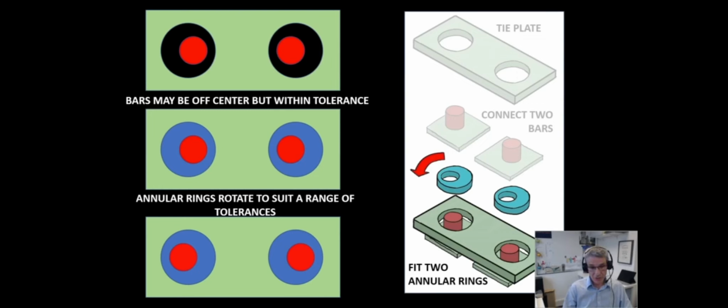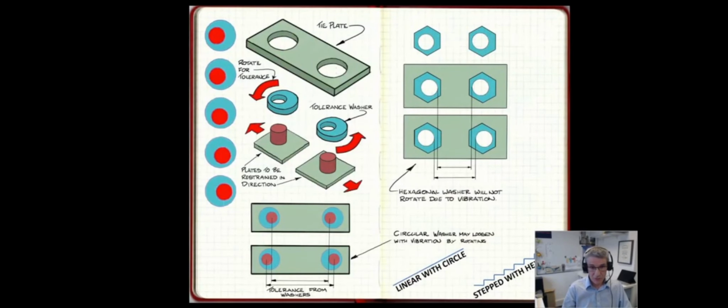However, if there's any vibration in the building, that circle can rotate. So therefore, those 2 faraway bars can start to move closer together. A better solution in this instance would be to use the top right-hand corner. You can see the hexagonal shapes. So if there's any vibration in this instance, they can't rotate. The hexagon could be an octagon or could have more sides depending on the potential force. The circle provides you with linear tolerance, whereas the hexagon or another shape like it provides you with stepped tolerance. So some thought has to be given to what accuracy you can achieve and what level of tolerance you desire.